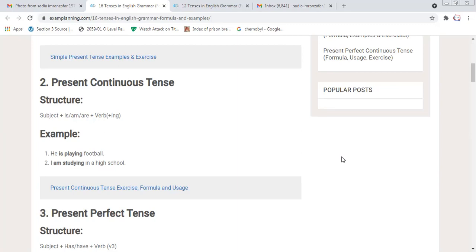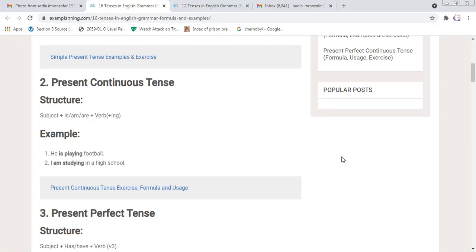So now we look at the example. He is playing football. So this is an example. He is a subject here. Is is a helping verb because it is used with the main verb. Main verb here is play. Okay. He does playing football. Does is also a helping verb. Okay. It is used as a helping verb here.